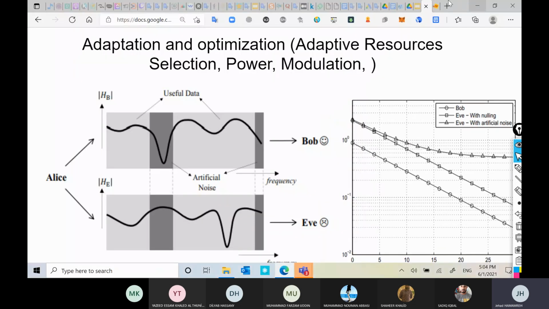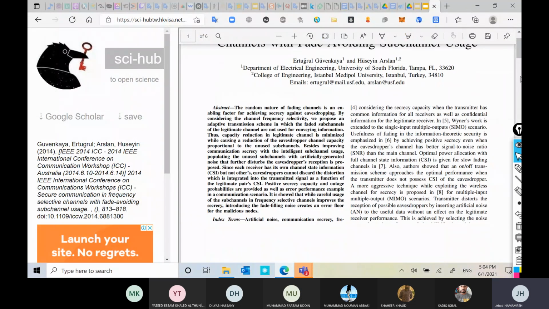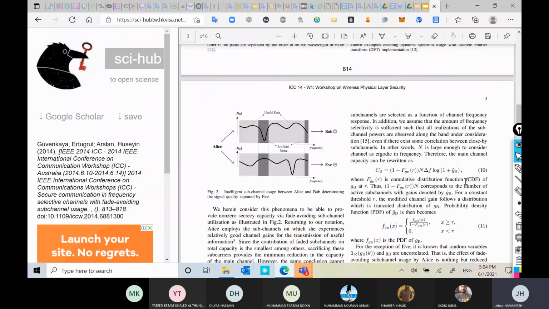So this is one of the good techniques, and as I told you, you can apply adaptation using adaptive modulation schemes.